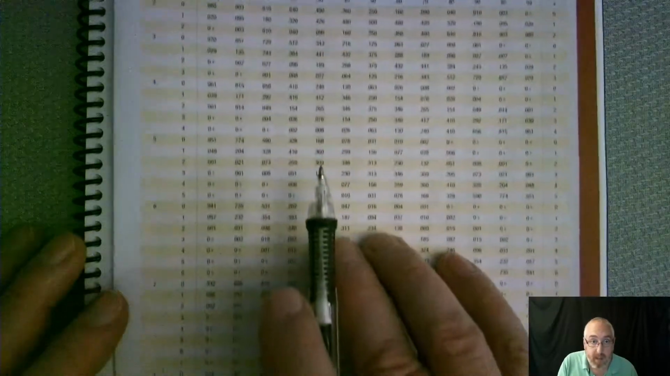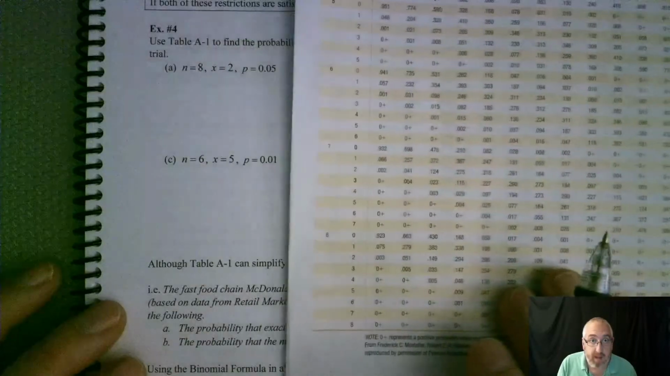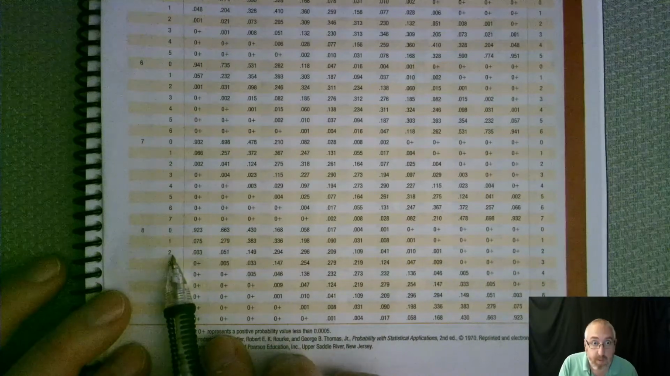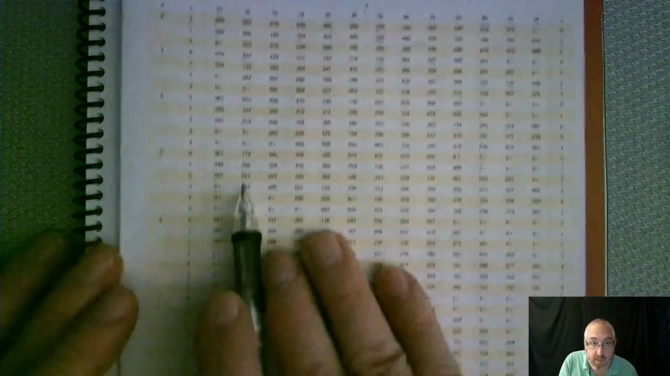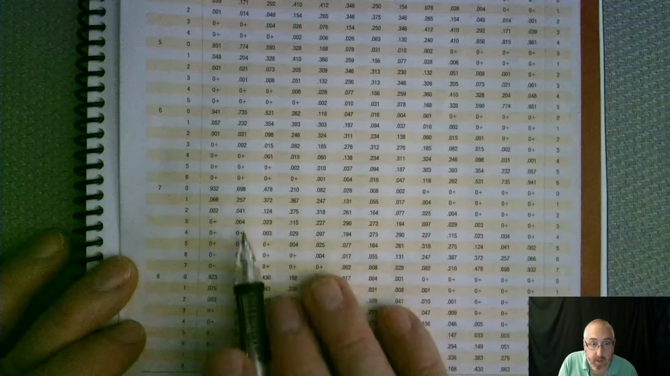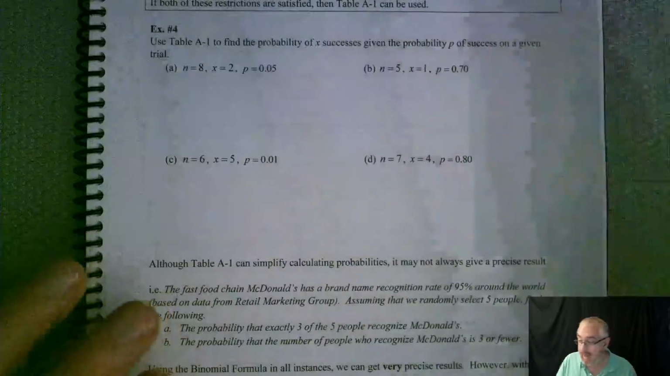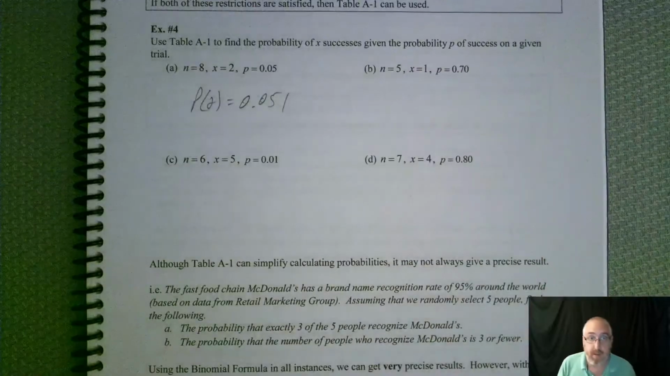What we had was n equals 8, so we want to go all the way down to here, and then x is equal to 2. And then p was 0.05. Let me double check, 0.05 is right. So 0.05 is this second column. We have to make sure we cross-reference these correctly and work our way down. And there it is. We got 0.051 as that probability. And that is it. That's your probability, and you're done.